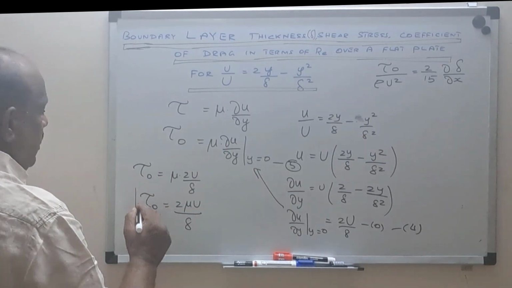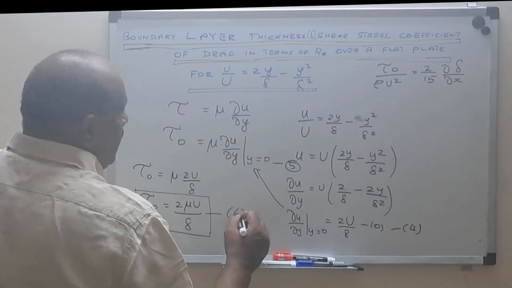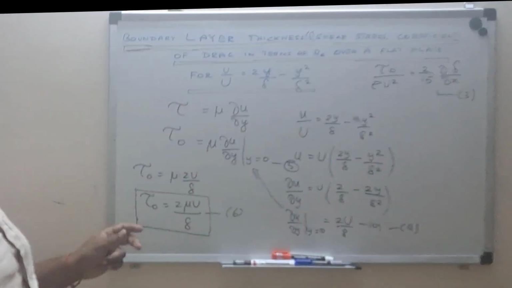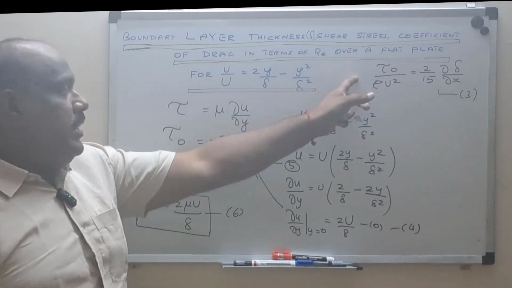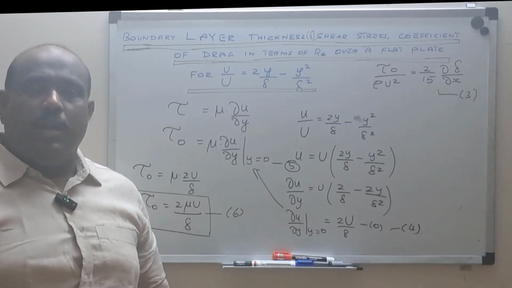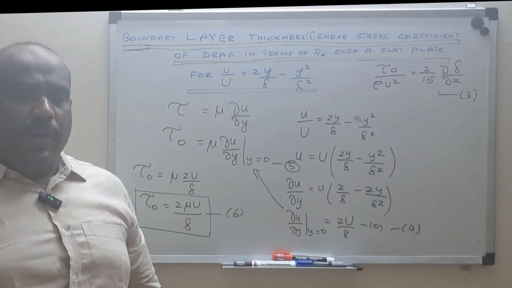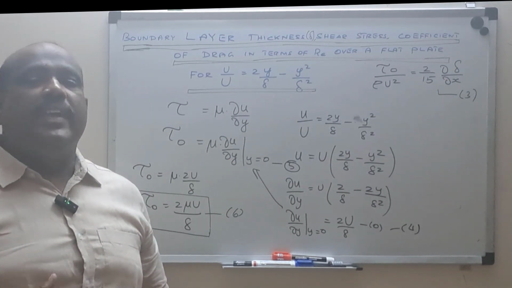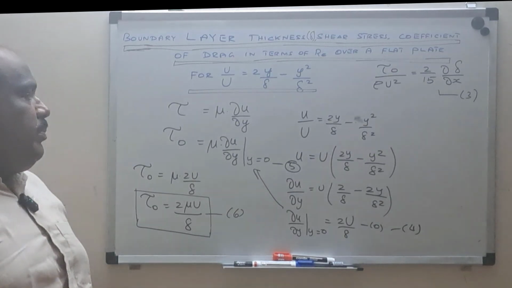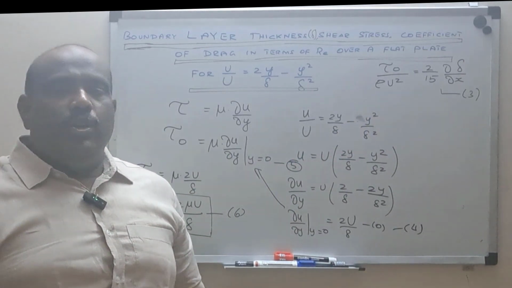So this is another expression. Let us call this expression 6, and the previous expression 3. So now what is the idea? You will try to substitute the value of tau naught from 6 in 3. I will recall once again what we are doing. We are making use of the momentum integral boundary layer equation, which is given by tau naught by rho U squared equal to dou theta by dou x. We have already known the value of theta in terms of delta in the previous section: theta equal to 2 by 15 delta. So tau naught by rho U squared equal to 2 by 15 of dou by dou x of delta.